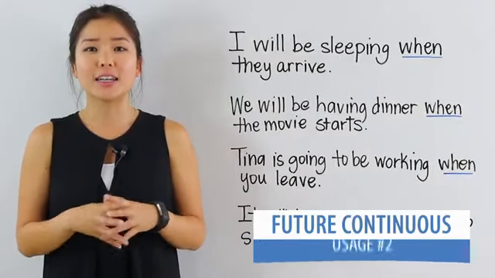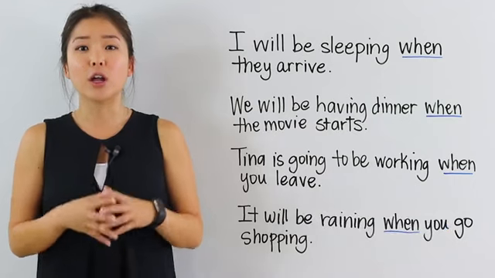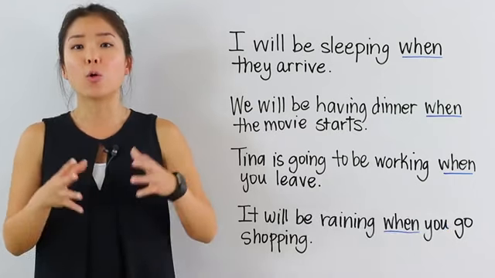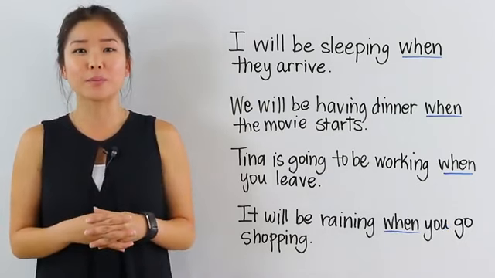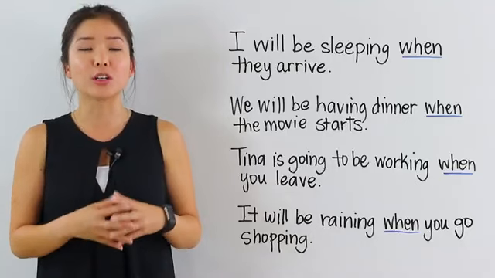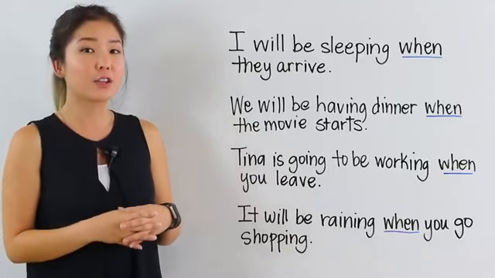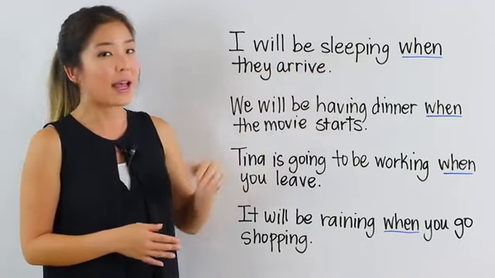Let's move on. The future continuous tense is also used to show that a short action in the future is happening during, or while, a longer action is in progress in the future. We can use the word when to show when the shorter action occurs. Take a look at the first example. I will be sleeping when they arrive.